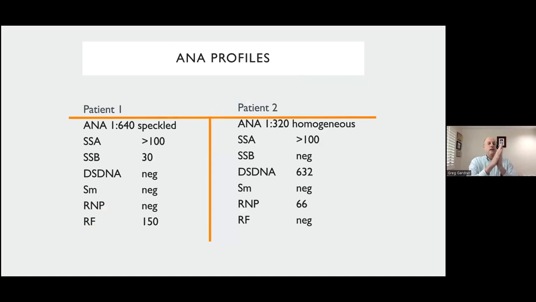All right. So we'll do some profiles and we'll see. Put your answers in the chat, okay? I don't think this is a poll. So the first patient has an ANA that's 1 to 640 speckled, SSA, SSB are both positive. Double-stranded DNA and Smith RNP are negative and rheumatoid factor is positive. This is a classic profile for, anybody know the answer to this? Put it in the chat and we'll see what people come up with.